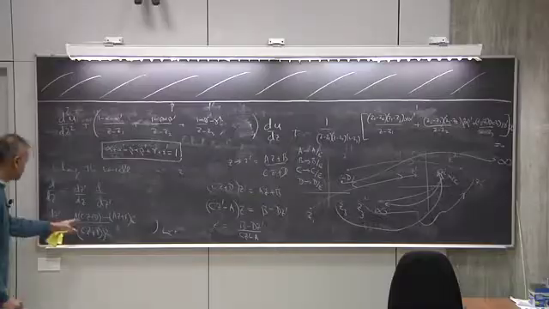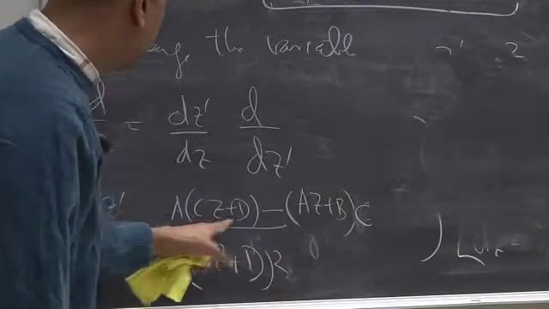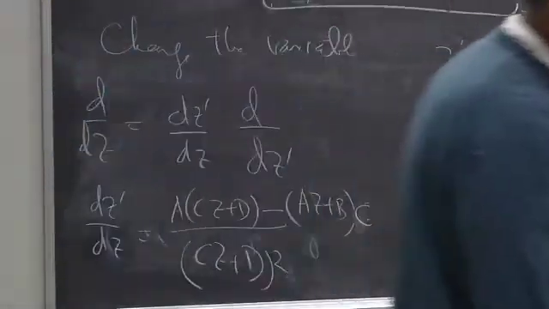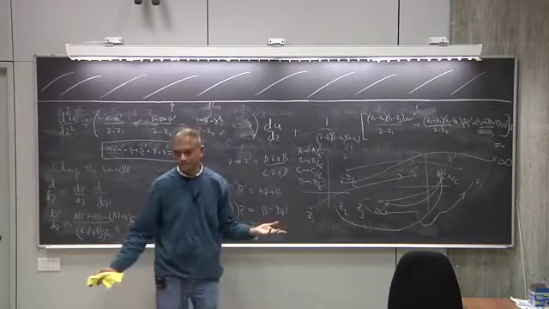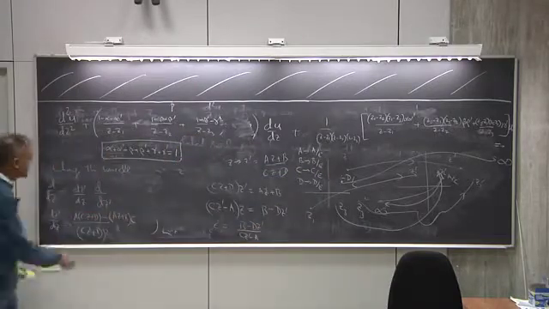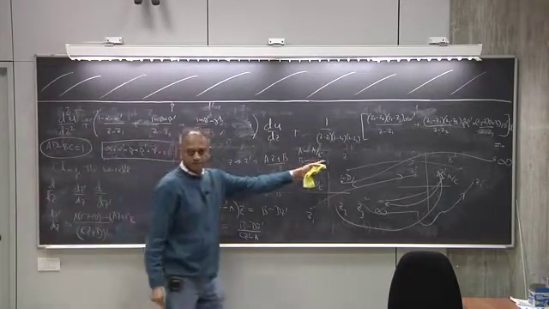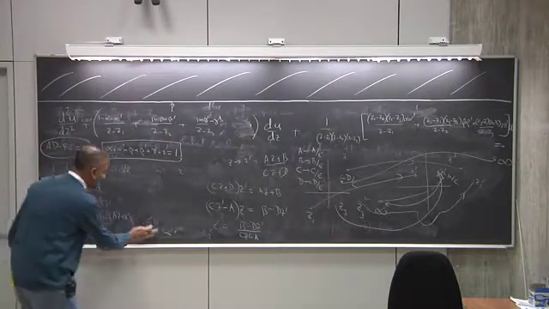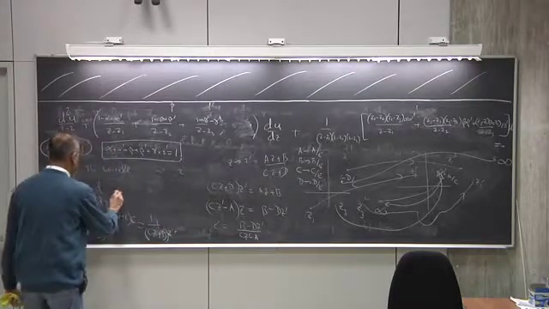So you see that the z term cancels: ACZ cancels the AZC. What is left over is AD minus BC, and I can always choose AD minus BC equal to 1 by using this freedom, to simplify, so that the numerator simply becomes 1. So that becomes 1 over cz plus d squared.